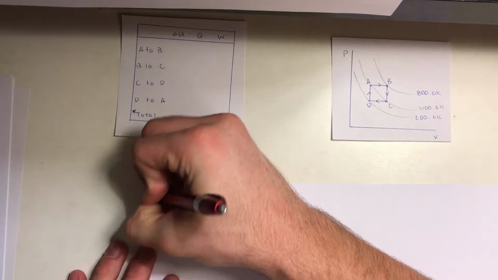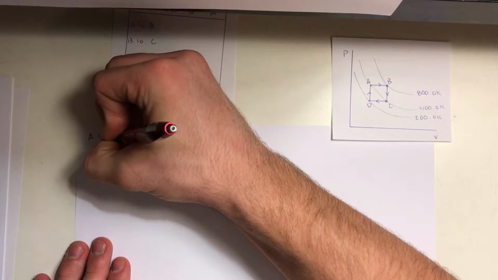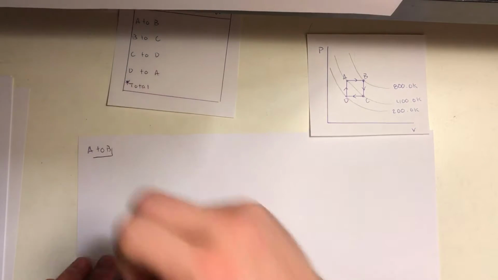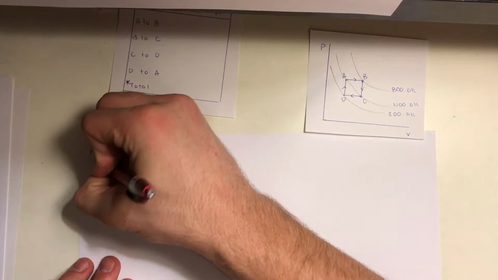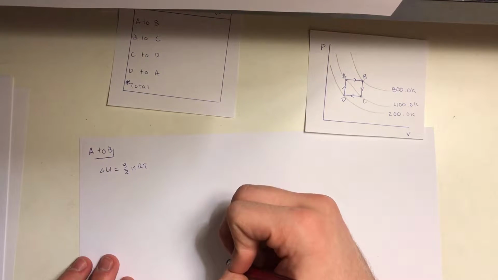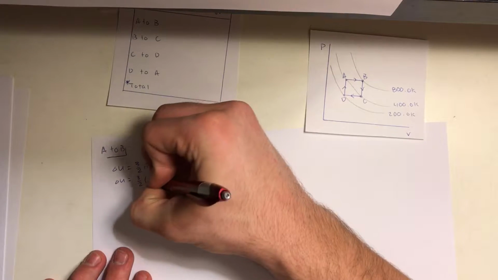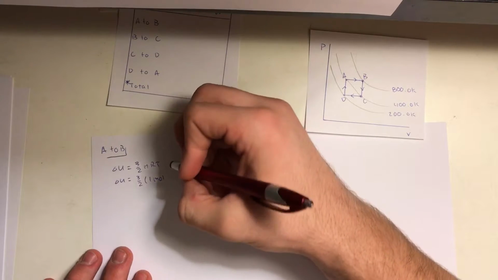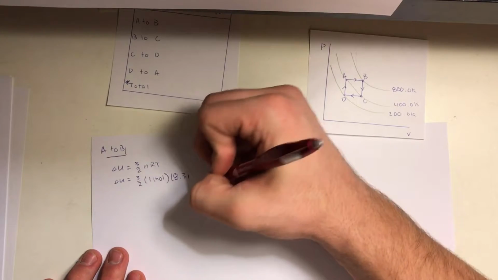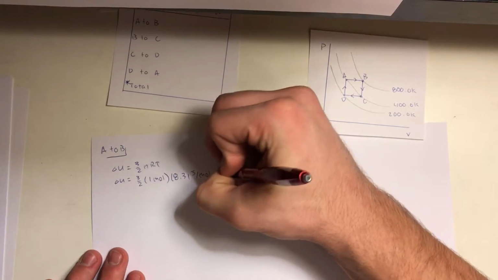So let's start the work. We'll start off with A to B, that little guy right there. Since they gave us the temperatures, the internal energy should be pretty easy to calculate. That's 3/2 nRT. They also gave us the moles, 1 mole of a monatomic ideal gas. R is 8.31 joules per mole times Kelvin.